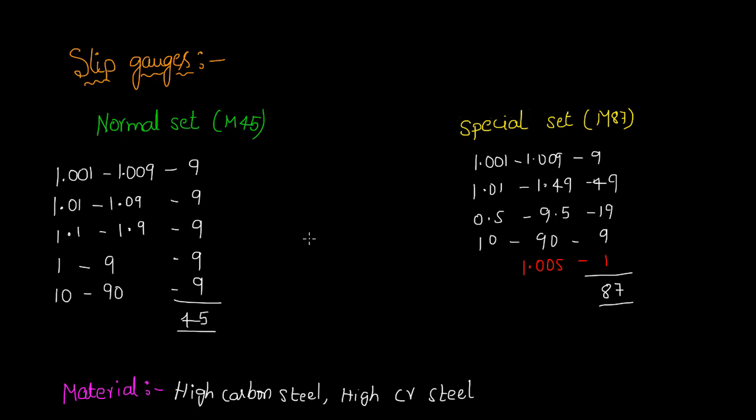In this lecture, we will learn how to build some height using slip gauges. Generally, slip gauges are used for establishing a datum in industries. Datum means some height. Let's start with the slip gauge.